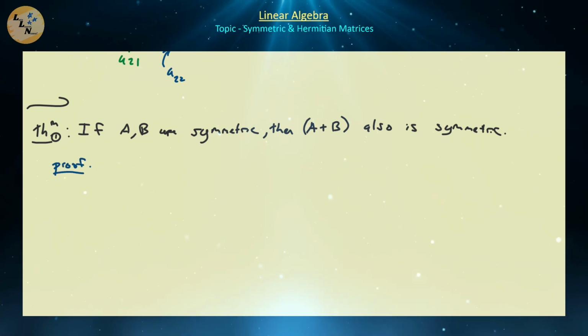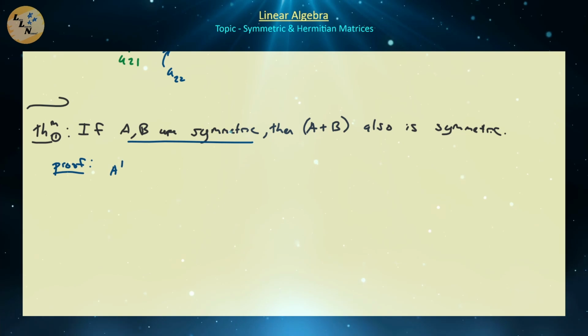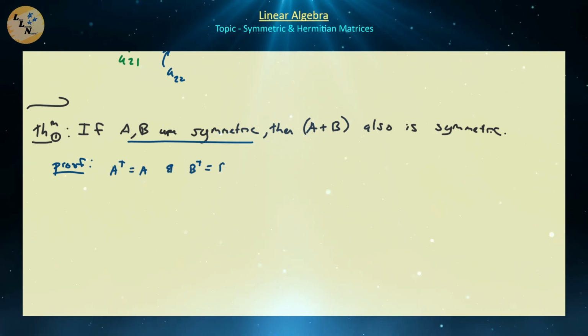Remember, the definition of a symmetric matrix is that when you take the transpose, you get the original matrix. Notice A and B are given to be symmetric matrices. That means we have A transpose is equal to A, and also B transpose is equal to B in our toolbox. So using these, what can we get out of them? Let's take the transpose of the matrix A plus B and see if it gives us A plus B back.